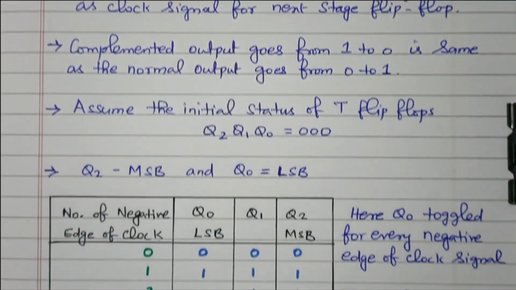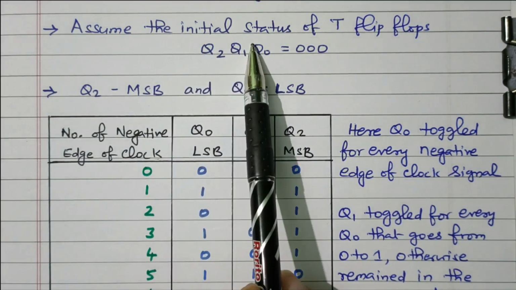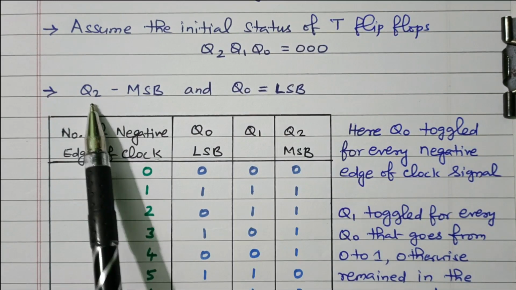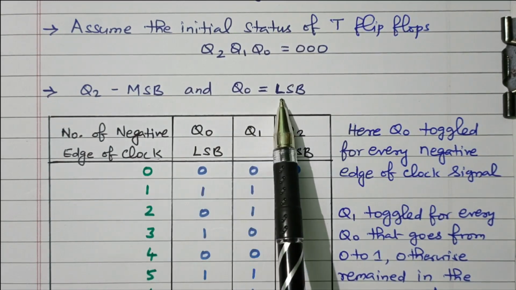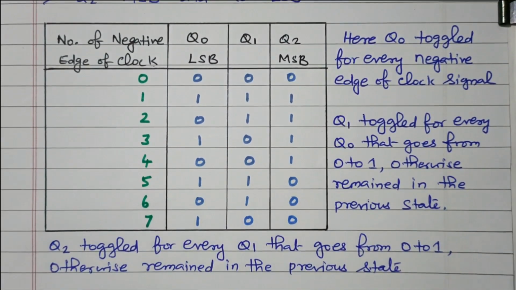Right. Now see the remaining description. Assume the initial status of the flip-flops are 0, 0, 0. Q2 is the MSB, Q0 is the LSB. That also we already discussed. Now we'll see the truth table.